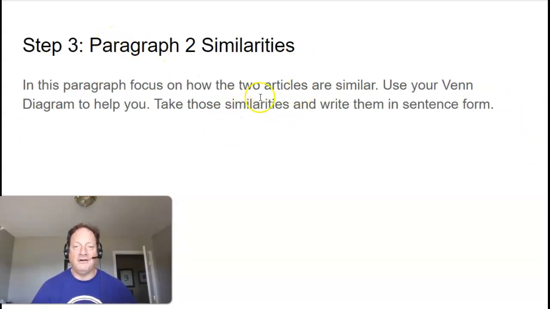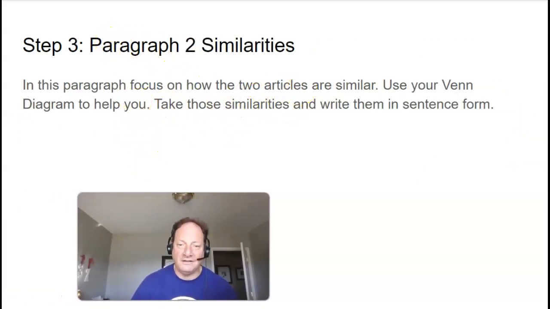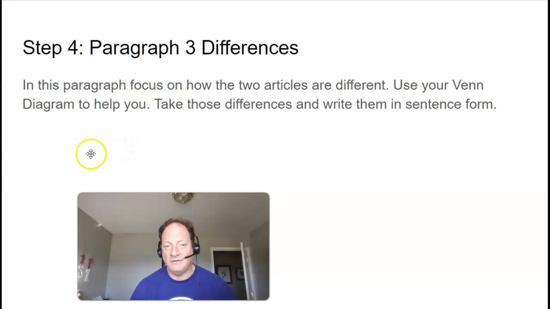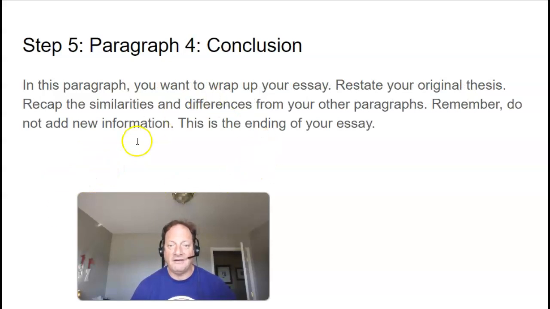Okay? Paragraph 2, this is all about the similarities of the 2 articles. What do they have in common? Paragraph 3, we talk about their differences. How are they different? And then paragraph 4 is your conclusion.